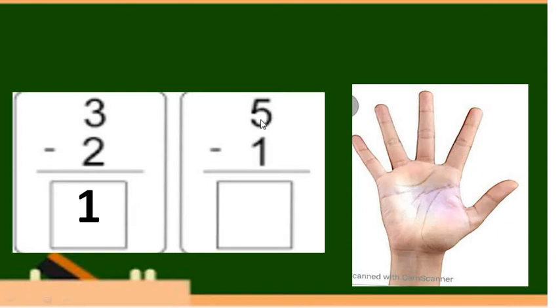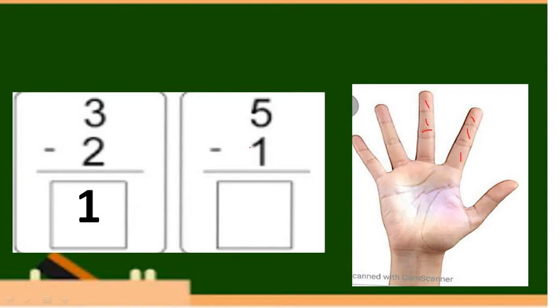Next sum is 5 minus 1. Now see how we can solve it with the help of your own fingertips. You have to practice with me right now. Start counting. Sum is 5 minus 1. So you have to count 5 fingertips first. 1, 2, 3, 4, 5. Stop there.